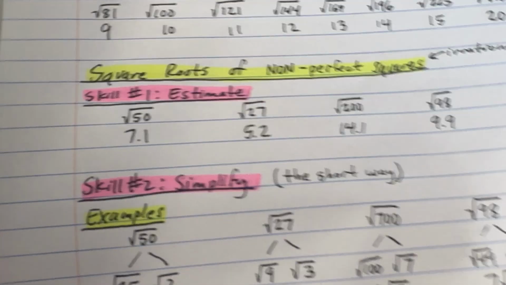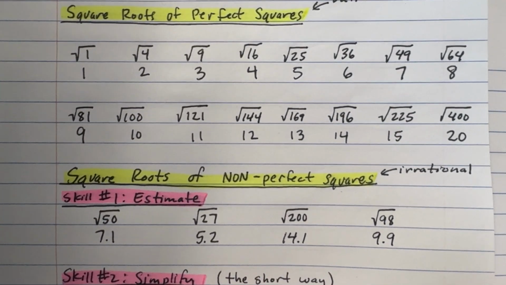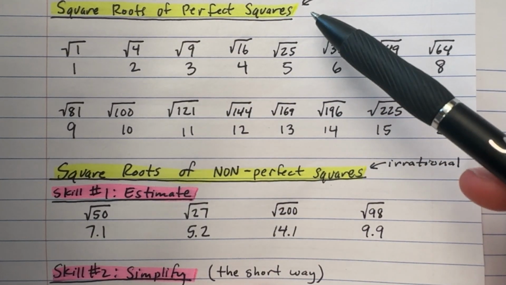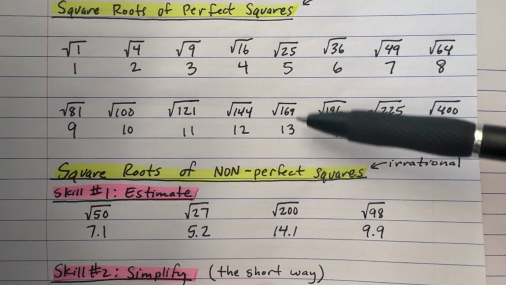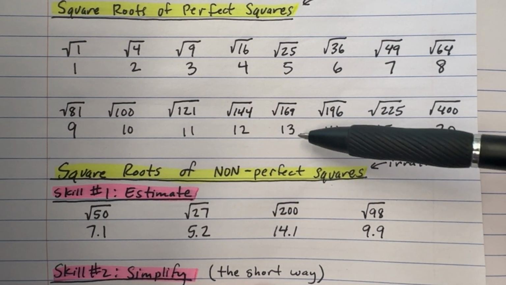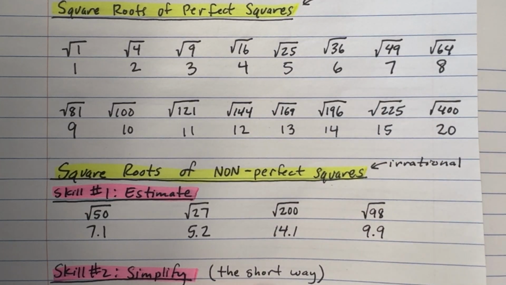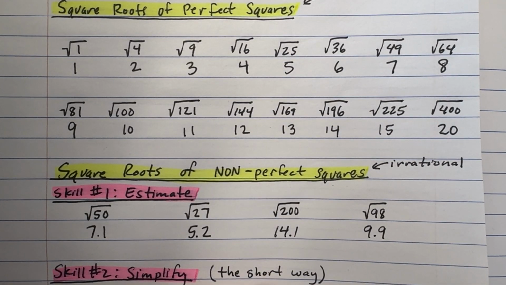Okay, we are continuing a topic from yesterday. Remember what we talked about yesterday: when I take the square root of a perfect square, I just have this fact memorized. The square root of 169 is 13. The square root of 16 is 4. This is just a memorized fact. That's how I take a square root of a perfect square.